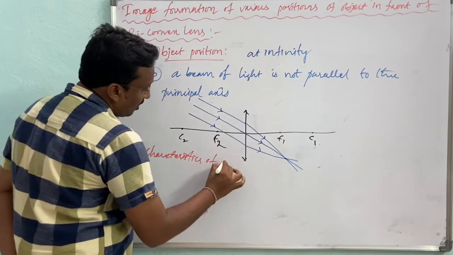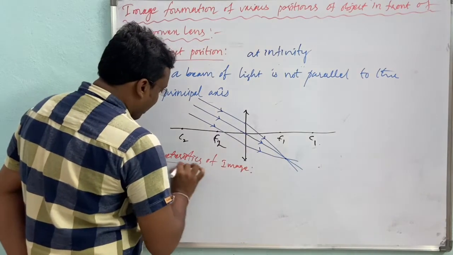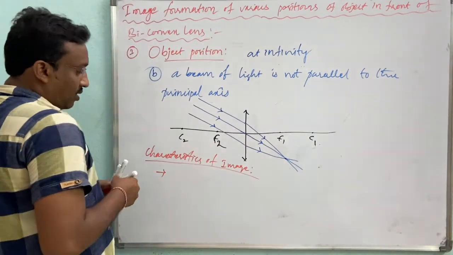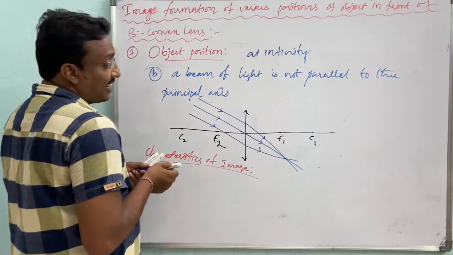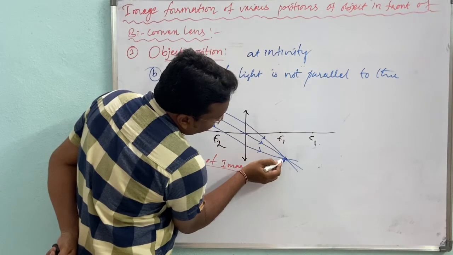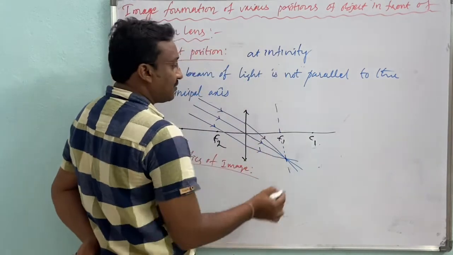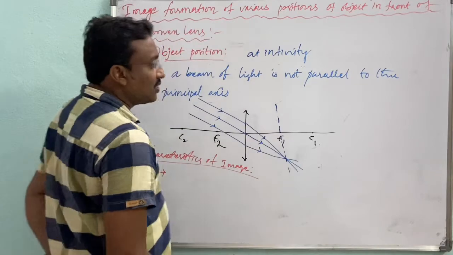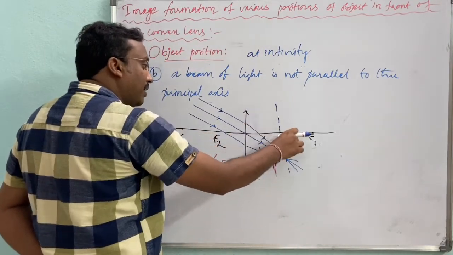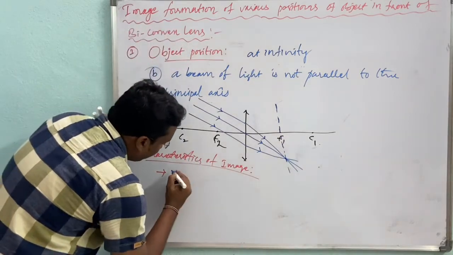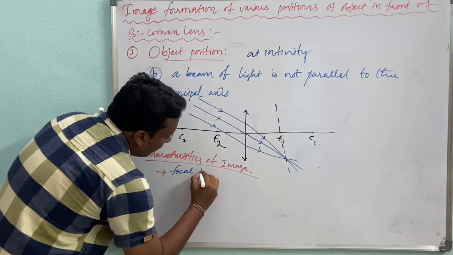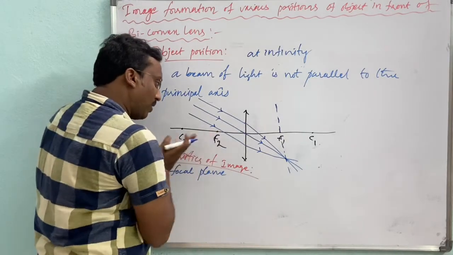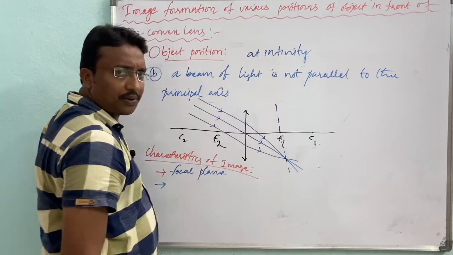Characteristics of image. The image is formed at the focus. From the point of the image, draw a normal to the principal axis; that normal meets at the focus. The plane perpendicular to the axis at the focus is called the focal plane. The image is formed at the focal plane. If rays fall from this direction, the image is formed here, right?